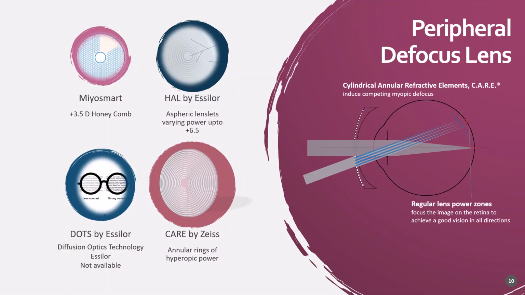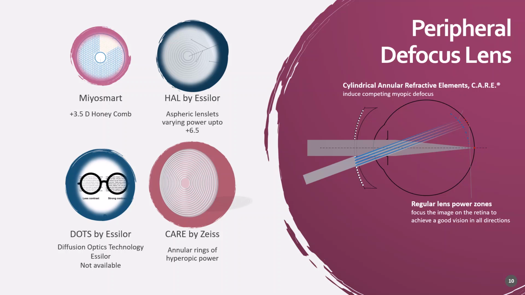The three companies, importantly, are Myosmart, Essilor, and Zeiss, and Dots by Essilor diffusion optics technology, which is not currently available in the market, and I think it will come up later. So all the lenses do work. There is nothing like this particular lens works better than another lens. In our practice, we have seen that all the three lenses work.